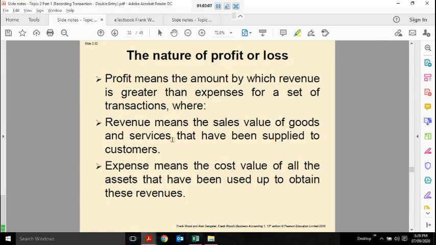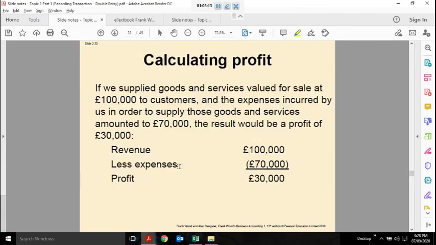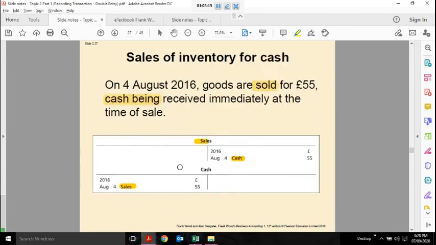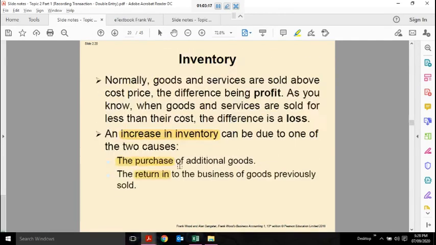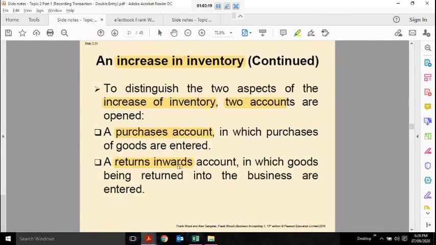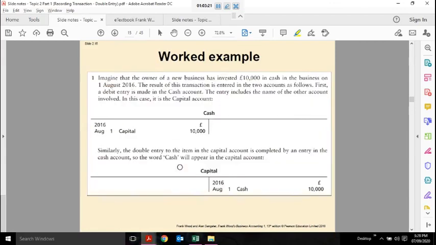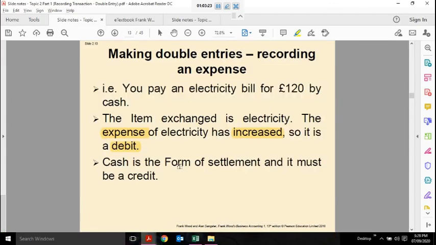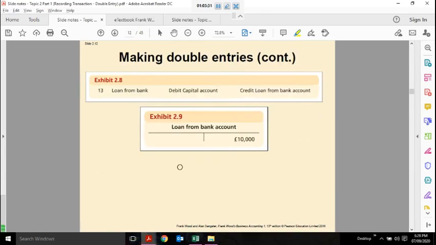So now, the nature of profit or loss. Hold on, I think I've made some mistake here in regards to this one. If there's an amendment, I will update you guys.